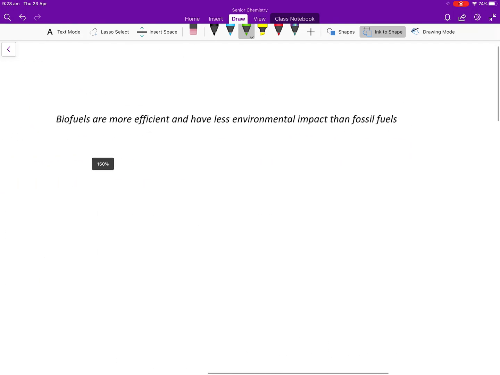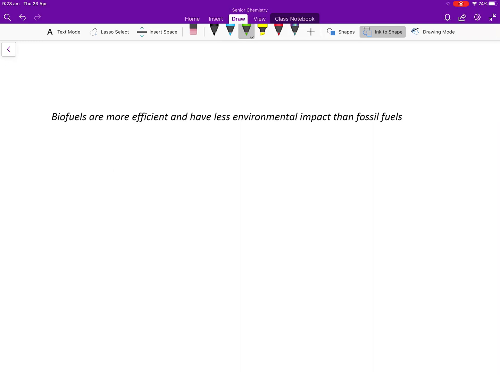So let's try and deconstruct this claim here. What we've got is a few different aspects of the claim. We've got biofuels and we've got fossil fuels. All right. We can think about this as being like our independent variable. This is what we're changing. We're going to compare a biofuel, we're going to compare a fossil fuel, and we're going to somehow assess which one's better or worse based on some factors.